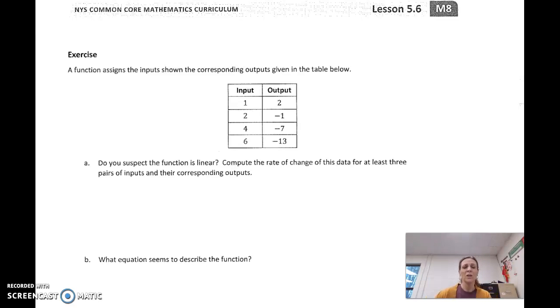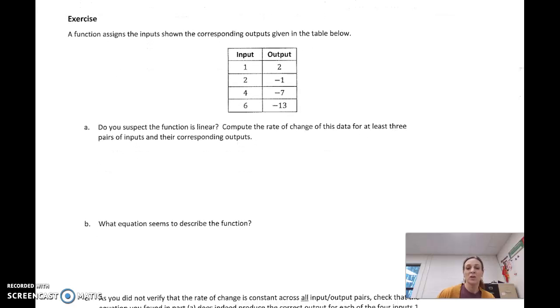So it says a function assigns the inputs shown the corresponding outputs given in the table below. The language is changing, but the work we're doing is not. Remember, this is our x values and this is our y values. We input the x and we get out the y value. That's why we have y equals. Y is called dependent. It's dependent on our x values. It says, do you suspect the function is linear? Compute the rate of change, the slope, of this data for at least 3 pairs of inputs and outputs. Kind of sounds like a question on your homework, hint, hint.